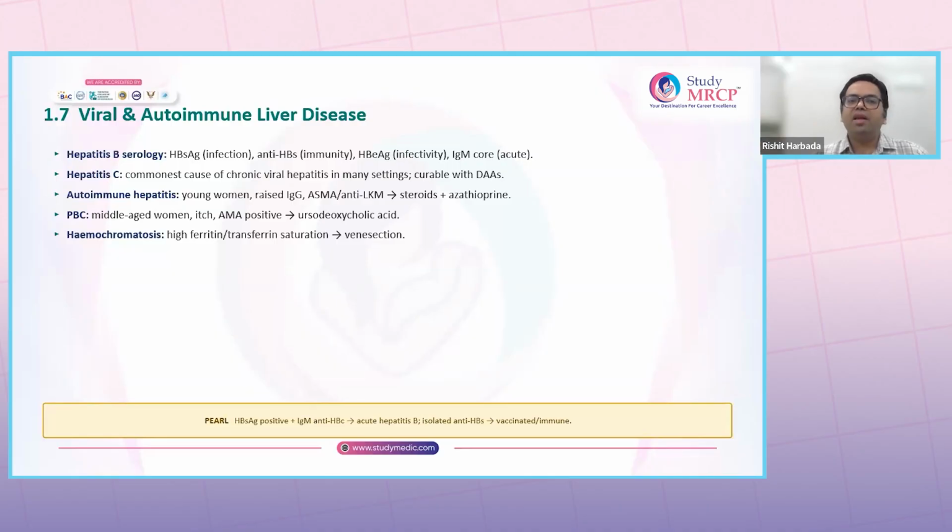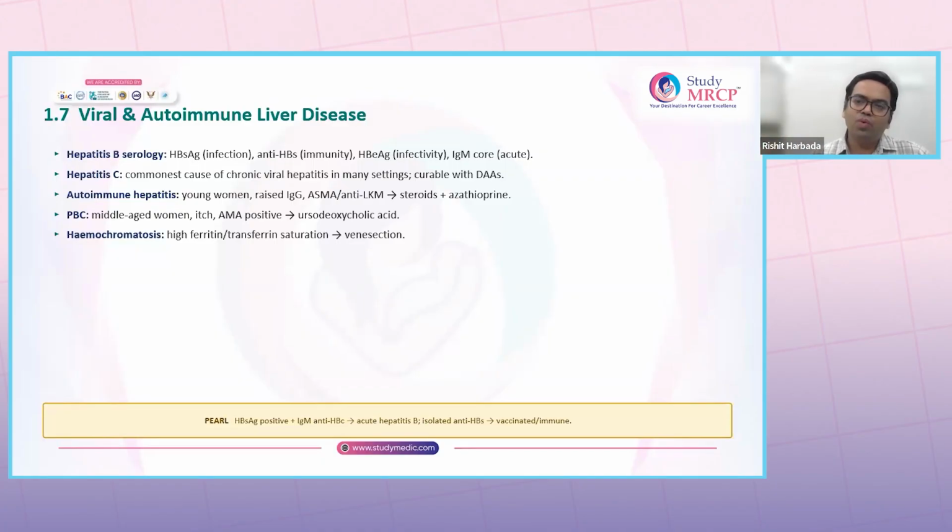Hepatitis C is again a commonest cause of viral hepatitis, and we all know that it is also transmitted in the same way. Again, has a very high risk for cirrhosis and carcinoma, and is curable now with direct-acting antivirals. What are the direct-acting antivirals which you are going to see? One is sofosbuvir, one is velpatasvir, etc. These are the direct-acting antivirals which are commonly given. You give them for 12 weeks or 3 months.